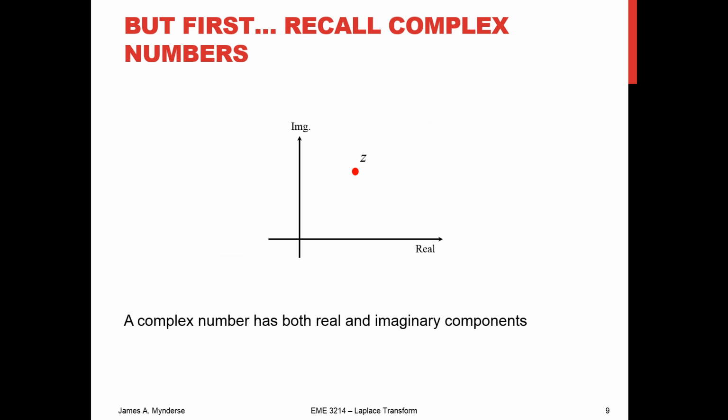So if we want to do that, we first have to be able to do complex numbers, so we're going to do a quick review of complex numbers. It's stuff you've seen before. Remember that a complex number is something that has both real and imaginary components. So for instance, Z here on our real-imaginary plane, and we're going to deal a lot with the real-imaginary plane. Z has a real component and an imaginary component.